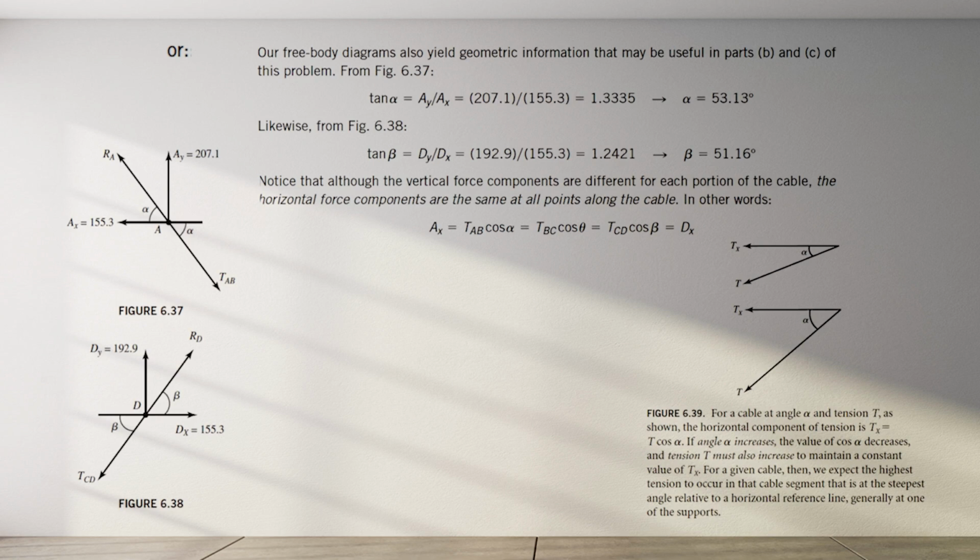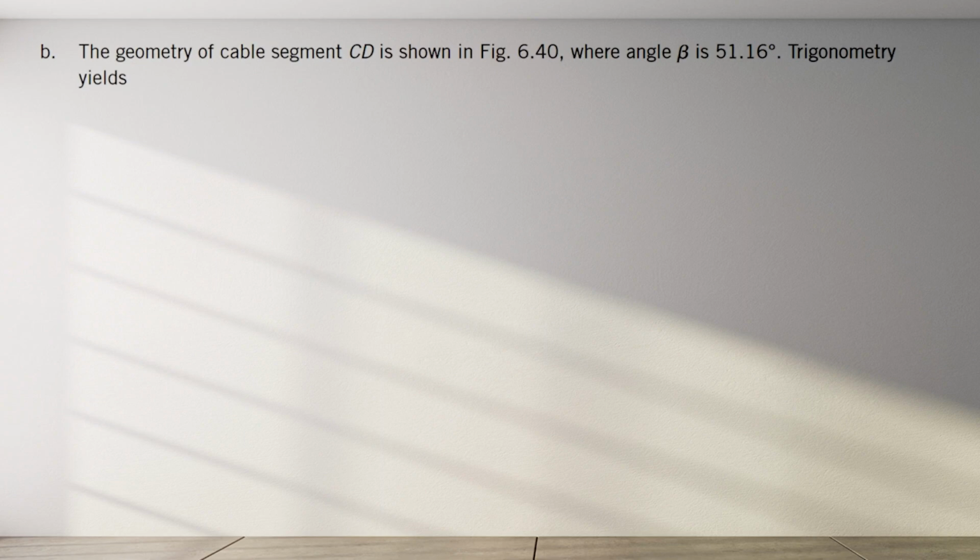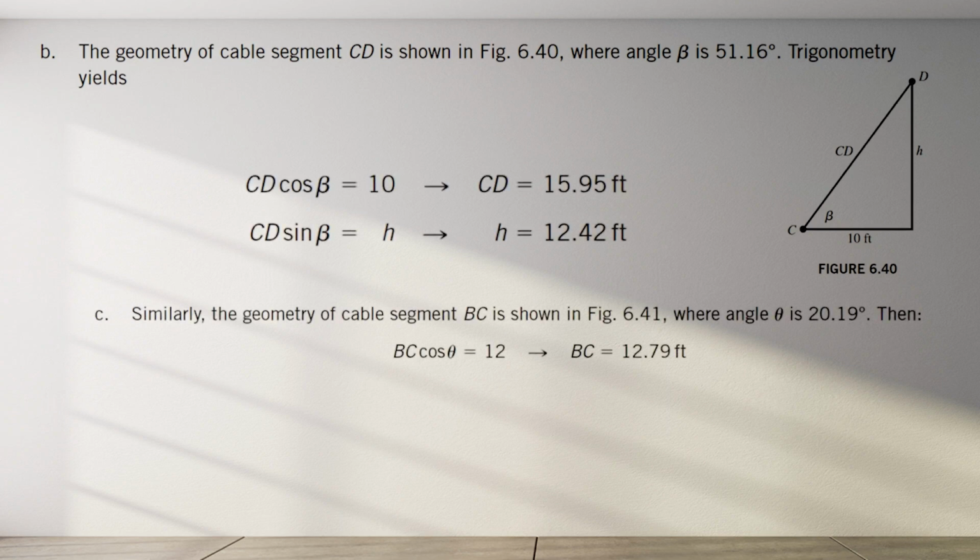Then we will proceed to the second requirement, which is to find the total sag of the cable. The geometry of cable segment CD is shown in figure 6.40, where angle beta is 51.16 degrees. Trigonometry yields CD times cosine beta equals 10, CD equals 15.95 feet, CD sine beta equals H, or the sag, equals 12.42 feet.